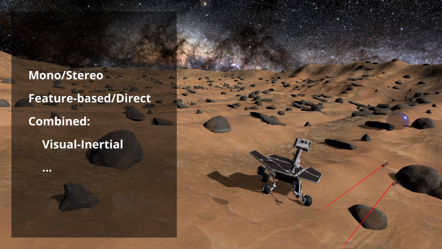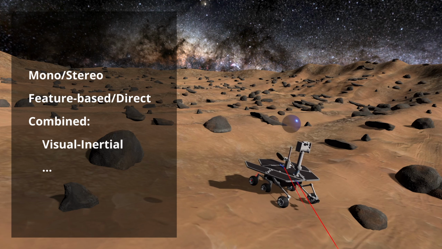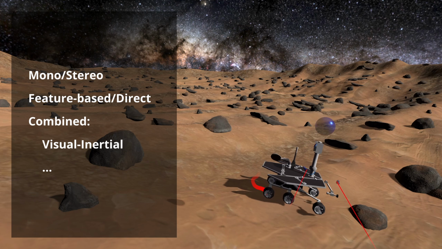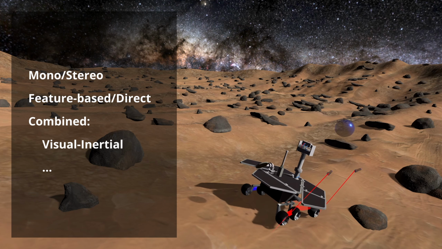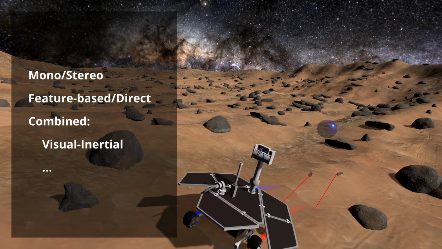But there are also direct or semi-direct approaches which do not estimate the motion based on singular features, but a more direct movement of the scene. Another approach which is often used is data fusion. So we combine the visual information with other sensor data like IMU data, so inertial measurement unit data, which is also present, for example, in your phone. And then it's called visual inertial odometry.